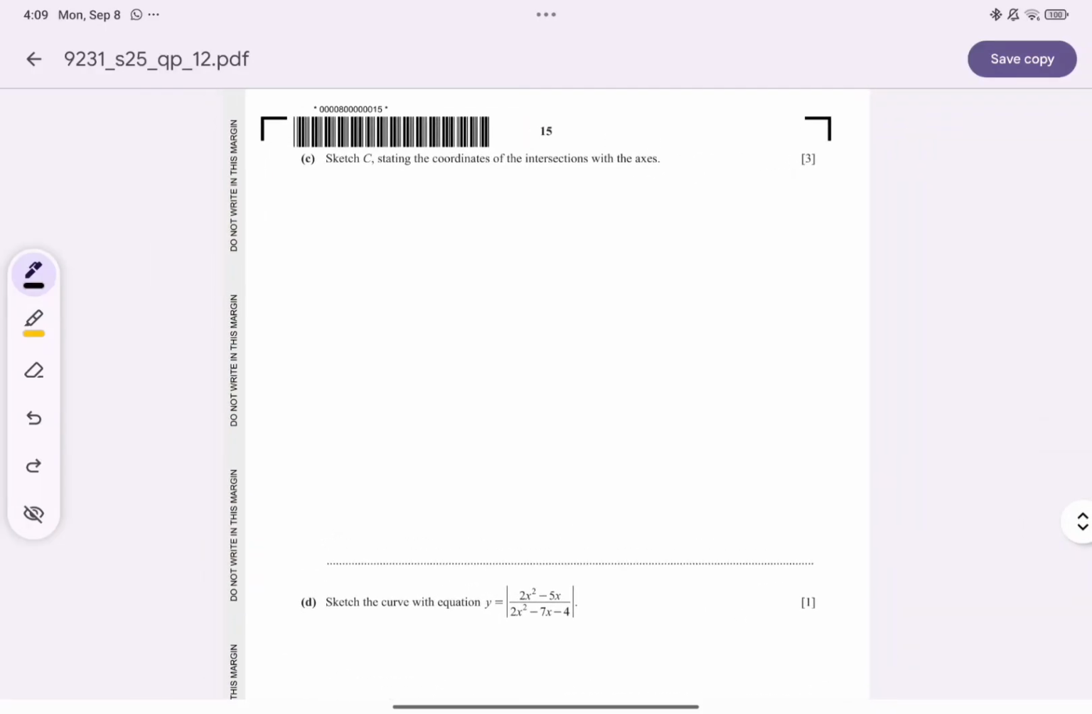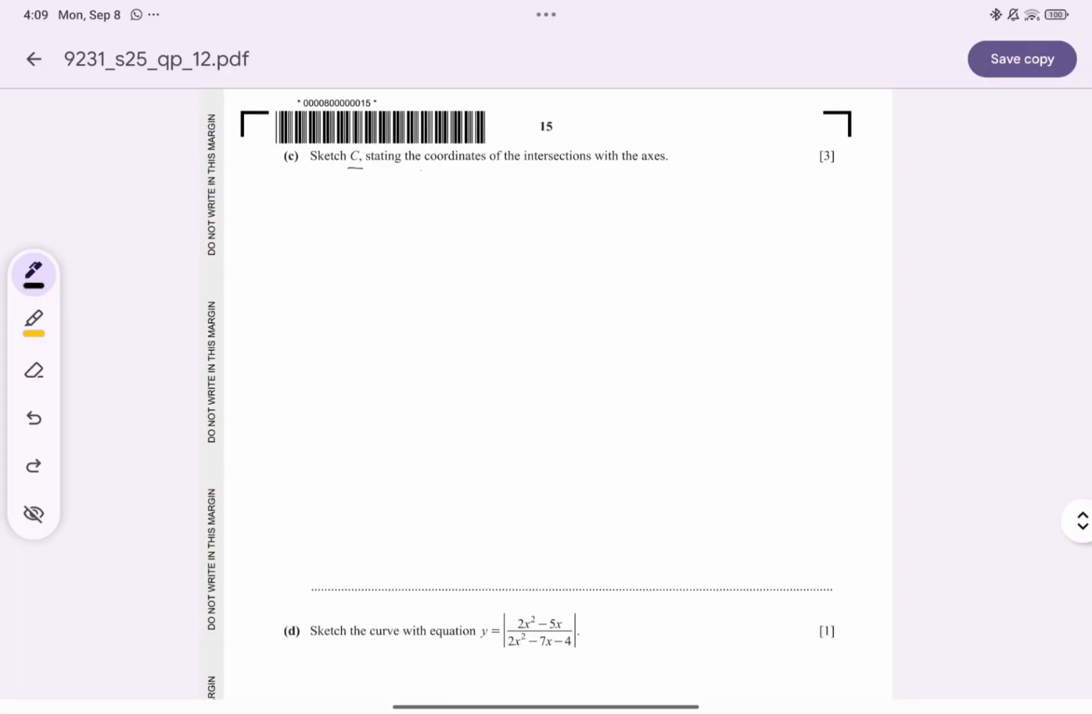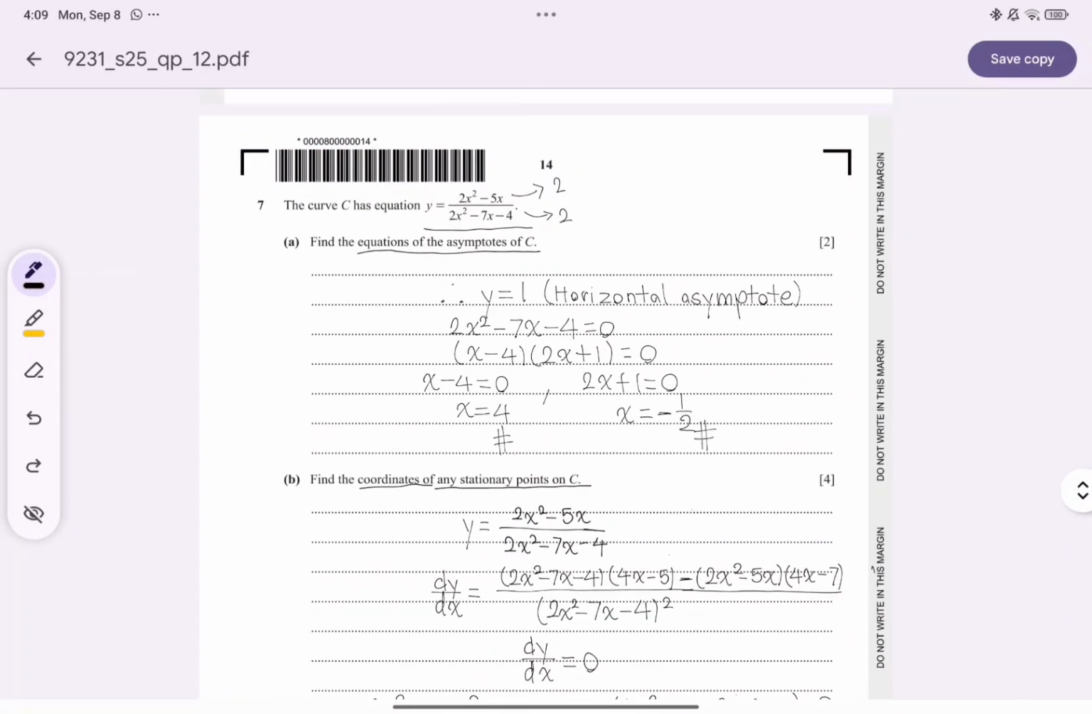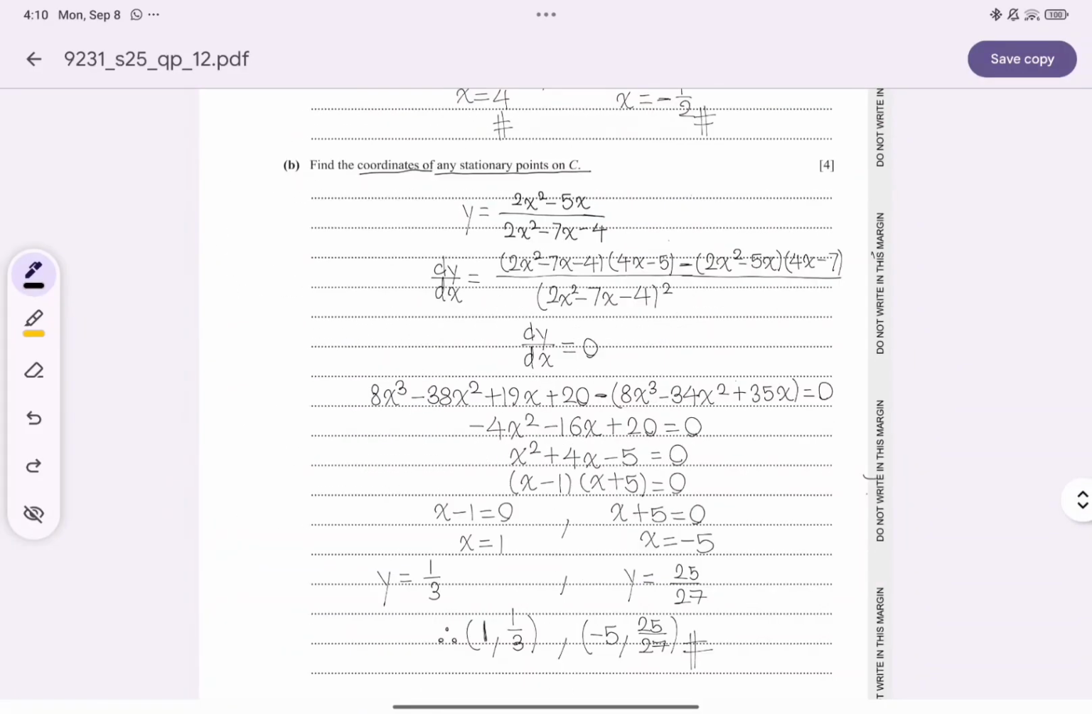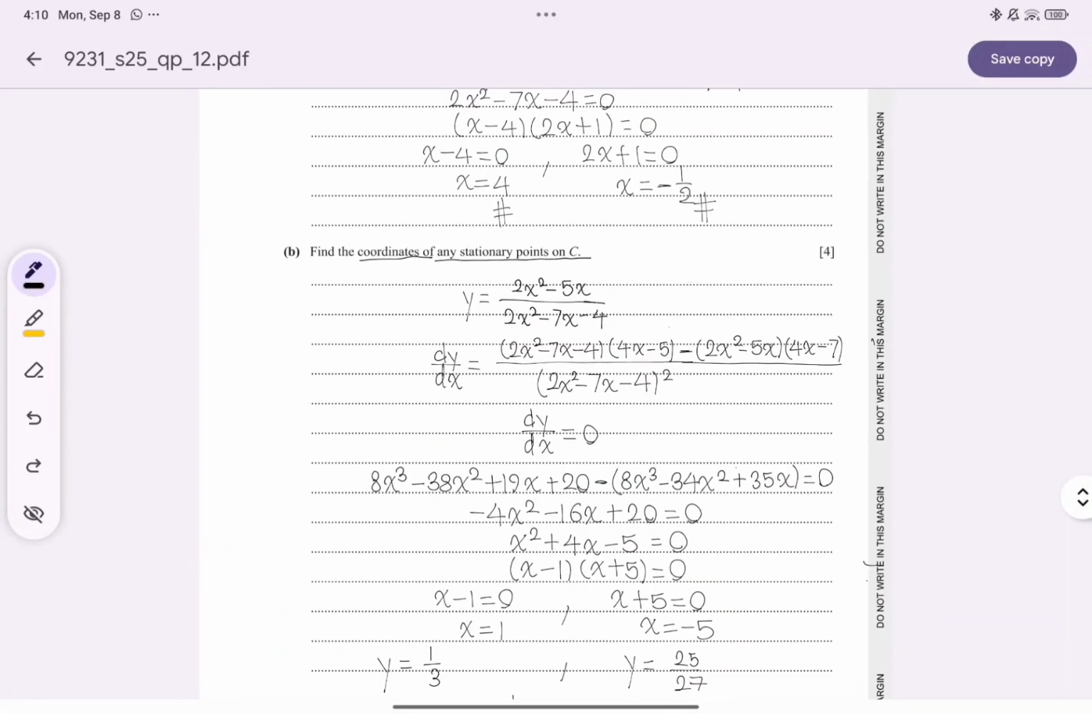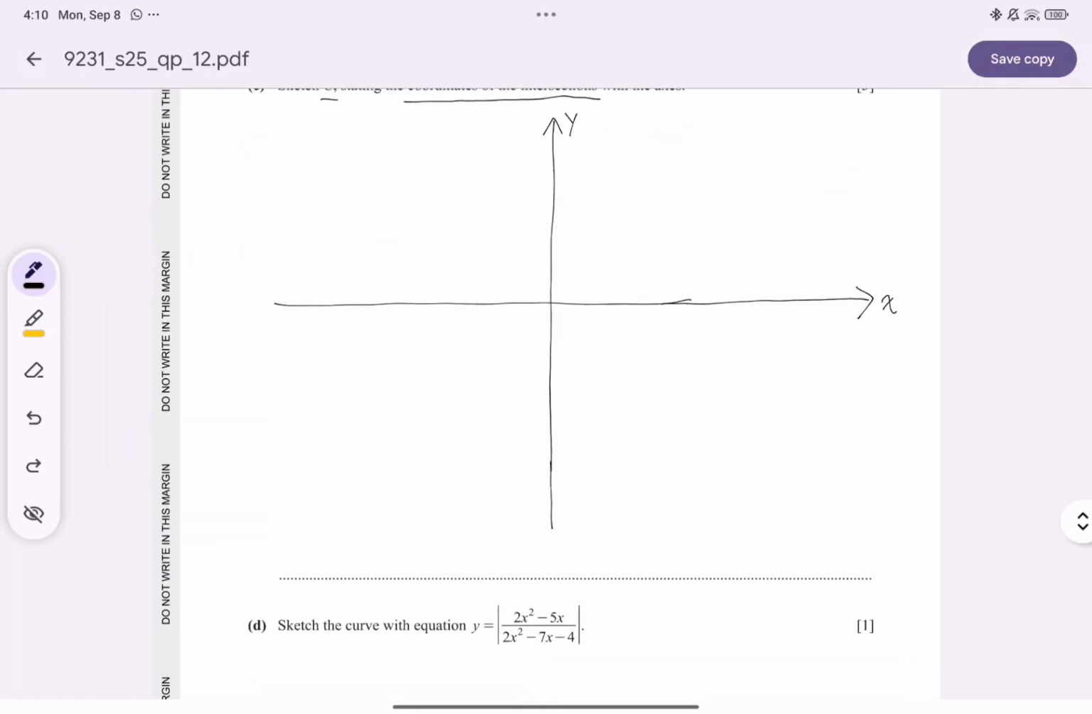Okay, so here we need to sketch C, stating the coordinates of the intersections with the axes. So in order to do this, let's first sketch the x and y axis, use the entire space provided. So this is your x-axis and your y-axis. And now let's sketch our asymptotes that we have. So let's sketch y equals to 1. So that's something like this.